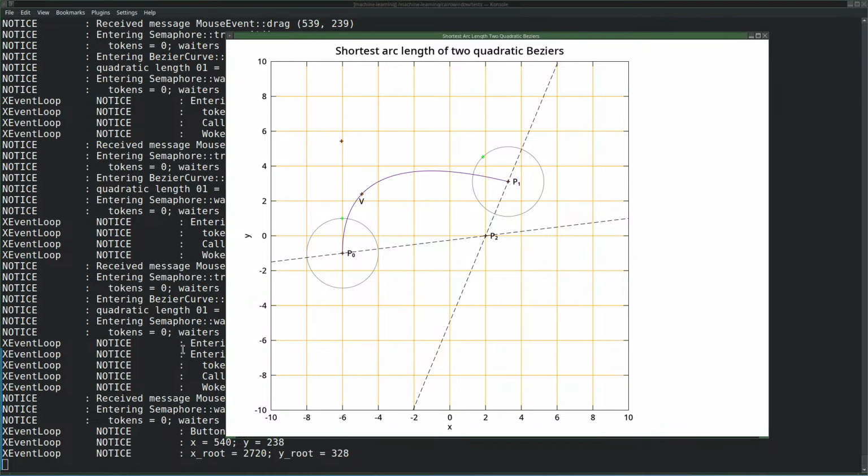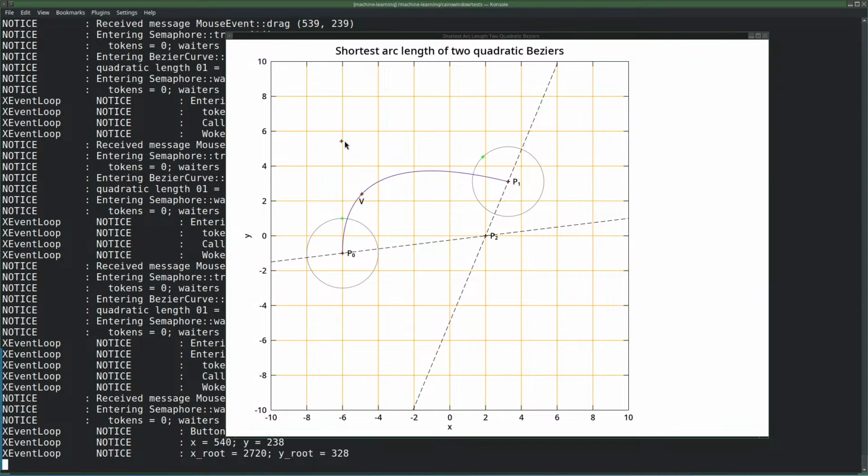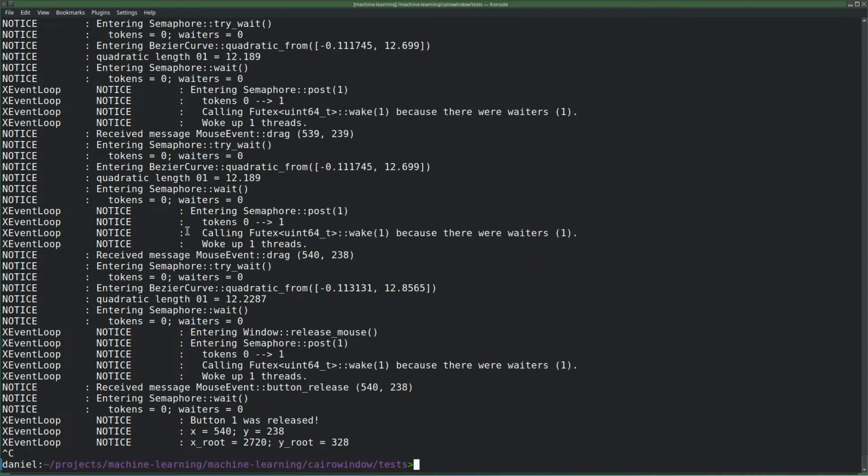Maybe draw it instead of print it. I can draw a line through C and P0 and P1, and you see that they are tangents there.